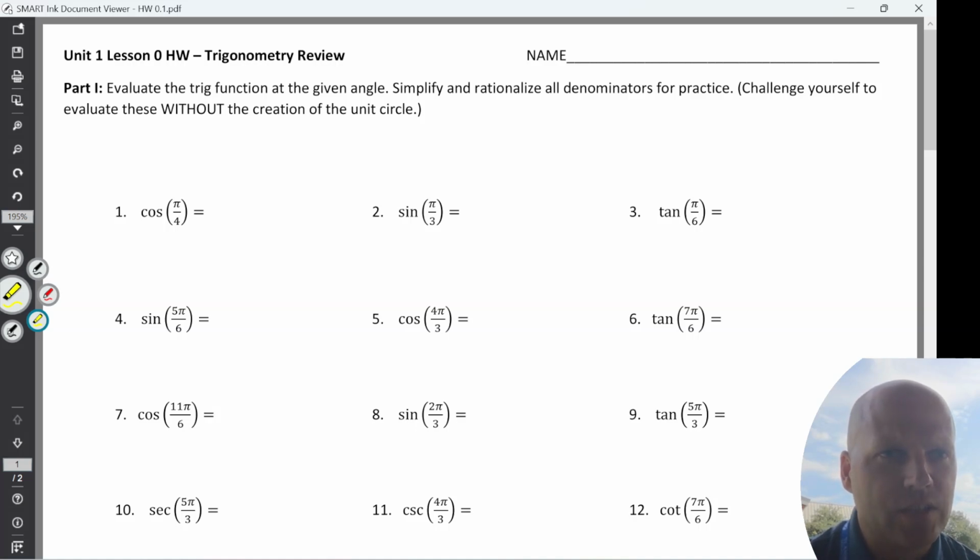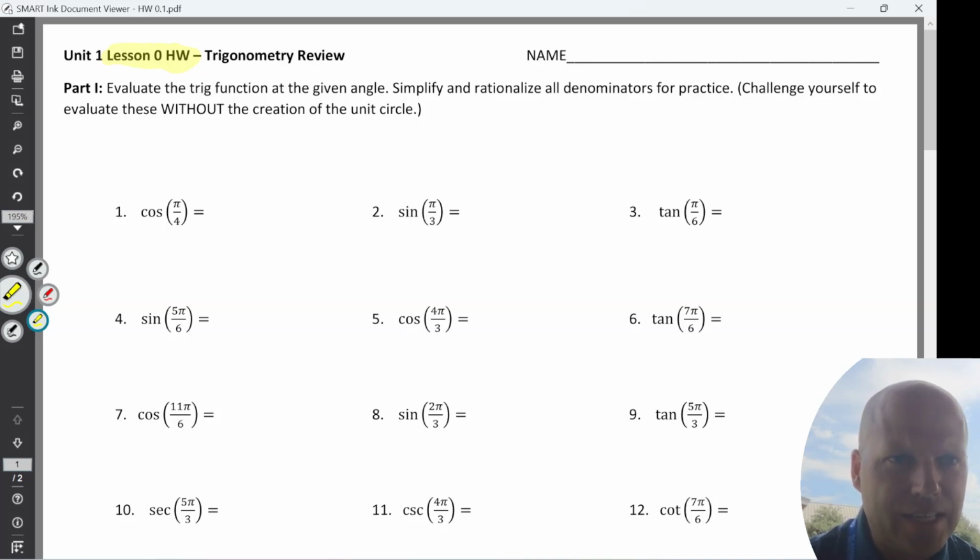And this first lesson we'll call lesson 0 because it's just something that we kind of have to know. It's not really calculus content. However, it is something that you will be required to know for our calculus class. It's trigonometry and the unit circle.